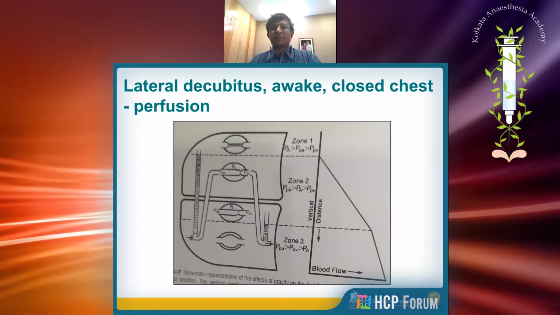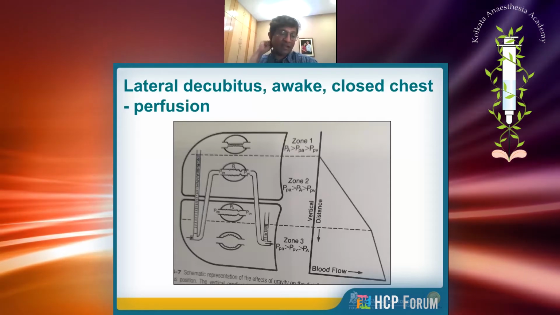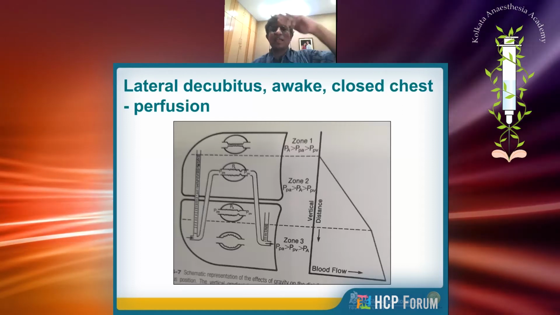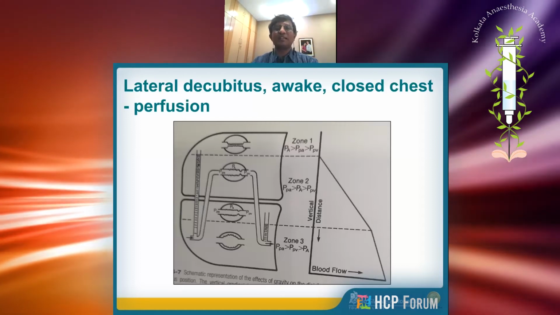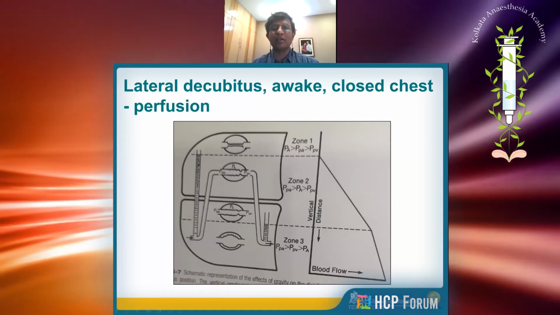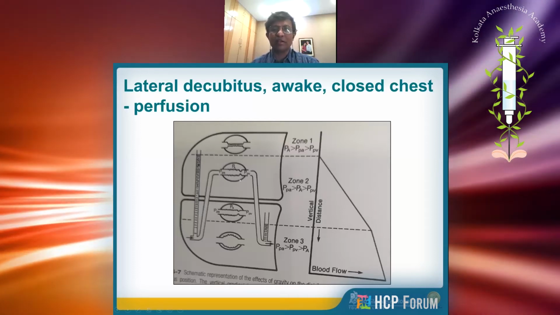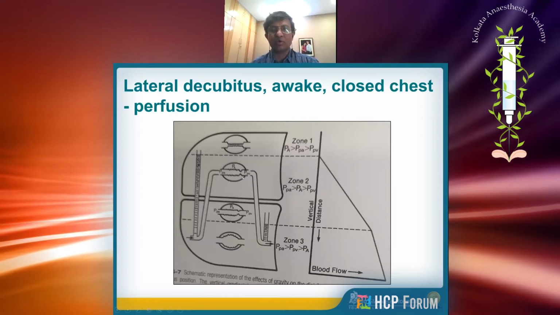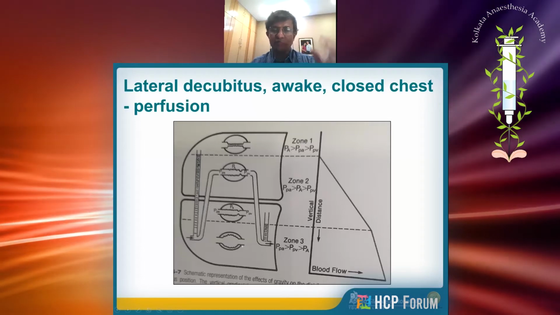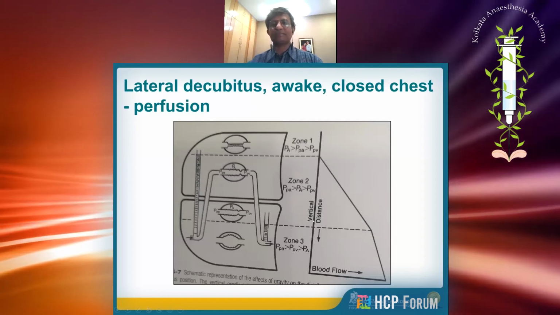So lateral decubitus position: if you just change the position of the lungs from the erect position to the supine position, and then from the supine position, if you put the lungs one on top of each other, this is how the West zones will look. You will have less of areas in the non-dependent lung which is in zone 1. Most of the non-dependent lung will be in zone 2, and zone 3 will be the dependent area of the dependent lung. And I think we went through this, how blood flow would change.